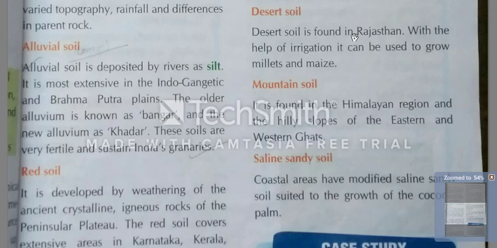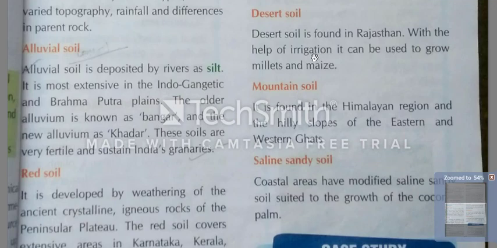Irrigation means sichai. Here the word watering is also called irrigation, meaning सिंचाई, and it can be used for growing millets and maize. Millets means bajra, I have told you before, and now maize. Maize means makka, corn. Okay. Now mountain soil.